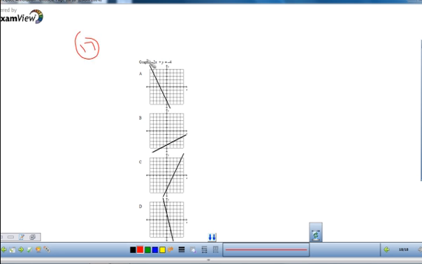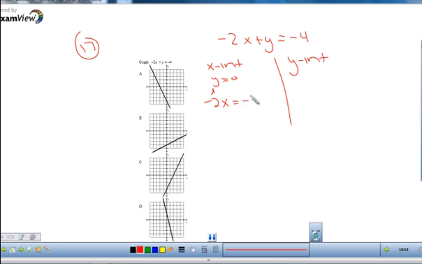Okay, graph. Notice that my equation is in standard form. So that means I'm going to find the x-intercept and then the y-intercept. To find the x-intercept, I make the y equal to 0. So my y is going to go away. So I'm left with negative 2x equals negative 4. Divide by negative 2, so x equals 2. So my x-intercept is (2, 0).